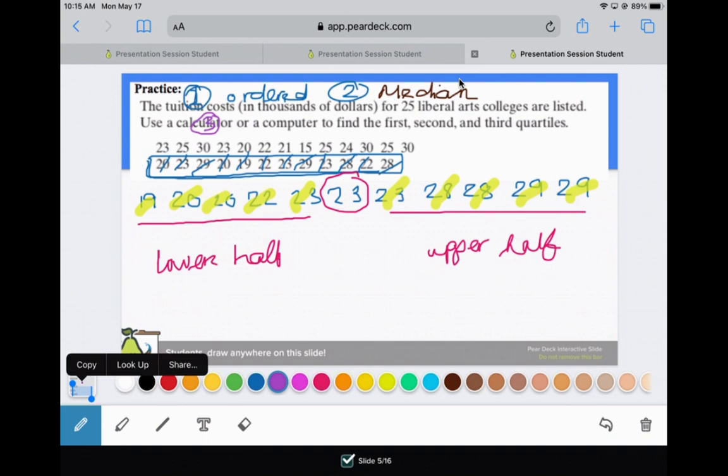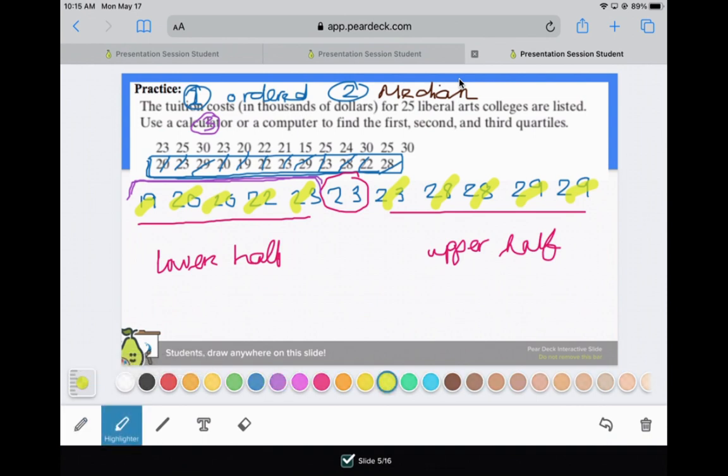So notice when I do this, I don't count the 23 anymore. I already used the 23. Notice I already circled it. So 23 is not part of my data set anymore. So I'm going to find the median, but I'm not going to look at 23. I'm just looking from here. Notice this is my lower half. So from 19, from this number to this number. All right, so let's see. I have 19. So this is my median, 20.